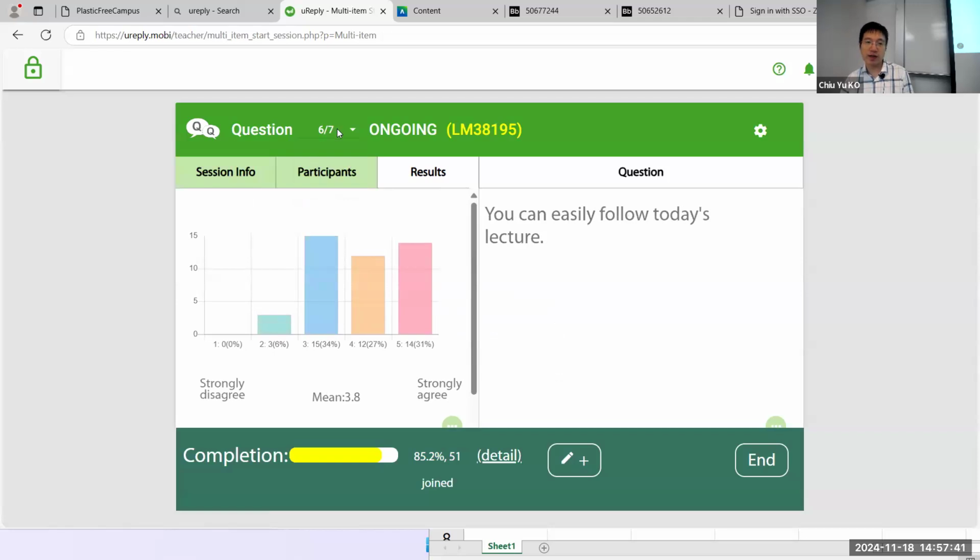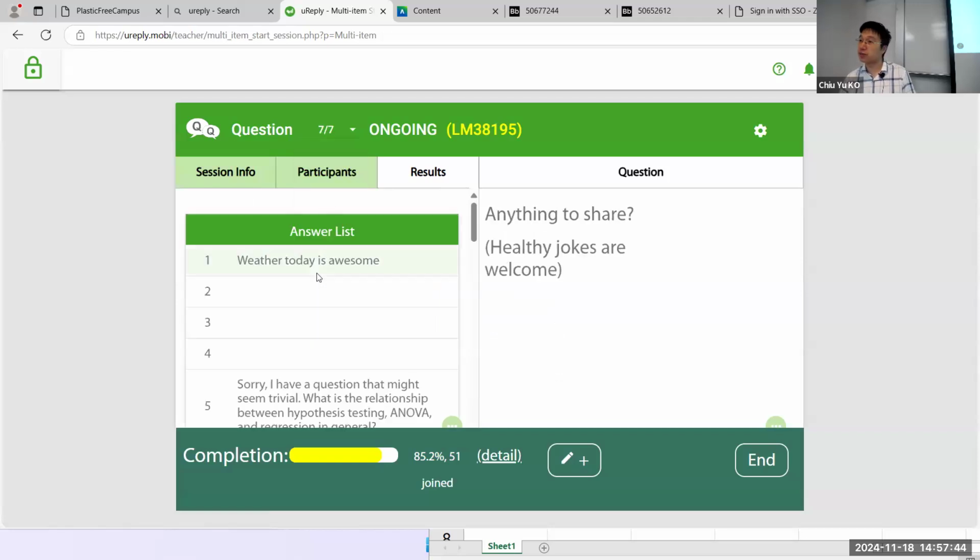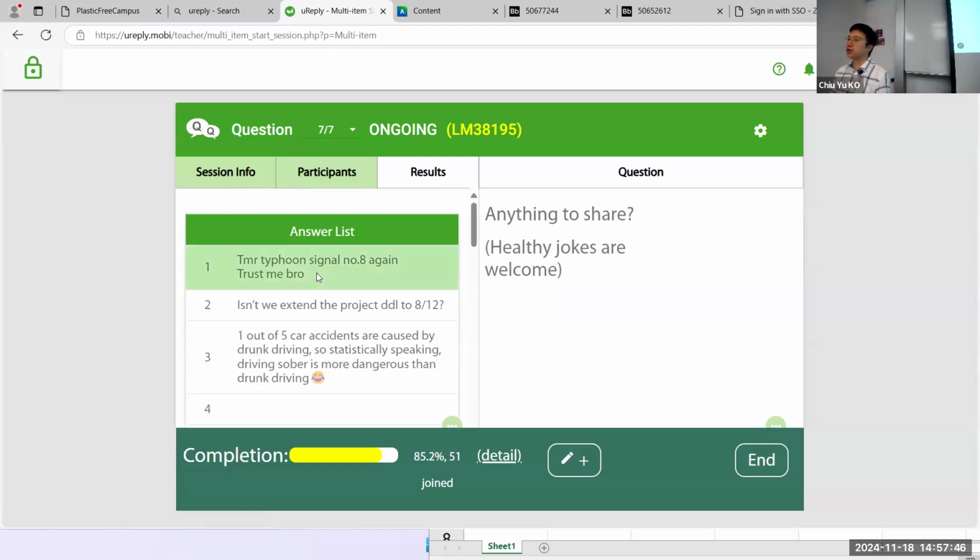Okay, most of you can still follow, but as I said, this is not that easy, so it takes some time to digest because ANOVA and regression is something new. I don't think everything is covered in high school. I think hypothesis testing is covered up until high school.